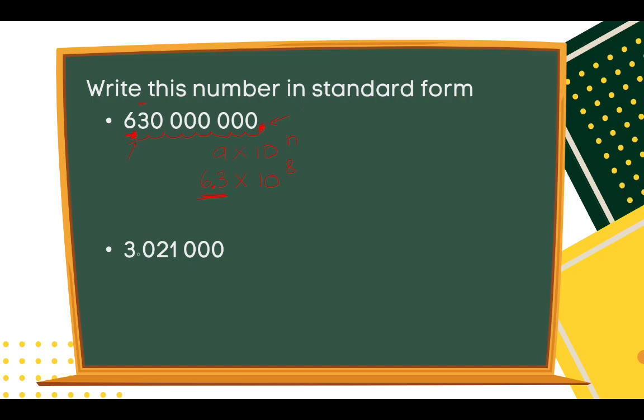Now the next one. 3,021,000. The first non-zero digit will be this. The last one will be this. And the format of the standard form will be a times 10 to the power of n, the a. Copy from the first until the end, 3, 0, 2, 1. And then after that, put the dot immediately after the first digit like this. And then times it by 10 to the power of what?